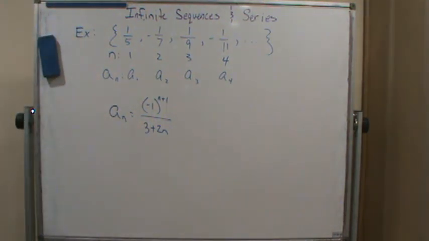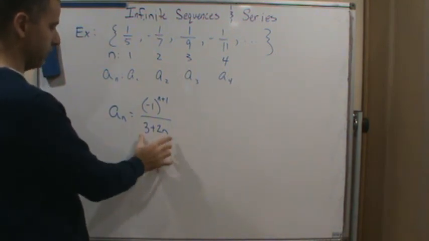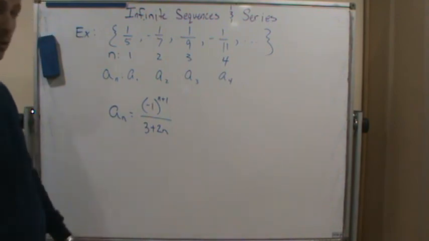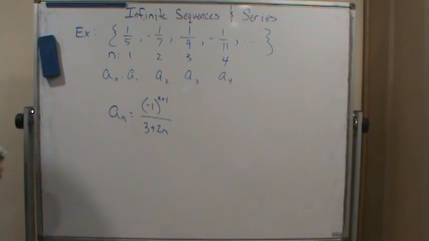That will work. Because when n is 1, I get 5. When n is 2, I get 7. When n is 3, I get 9, and so on. So this would be the explicit formula for a sub n in this sequence.